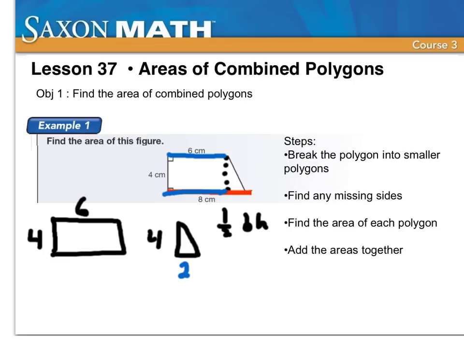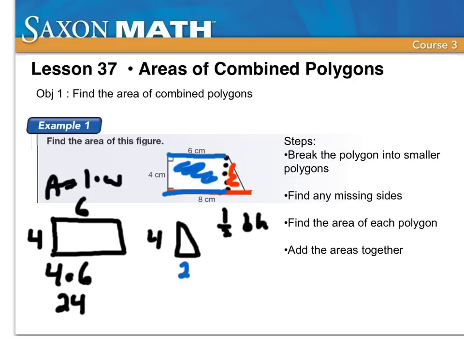Okay, I'm going to find the area of this rectangle. And then I'm going to find the area of this triangle. And if I add those areas together, that should give me the area of the whole thing. Okay, well, we know the formula for area of a rectangle. That's pretty easy. We're going to take area is the length times the width. So over here I'm going to take 4 times 6 and get 24.